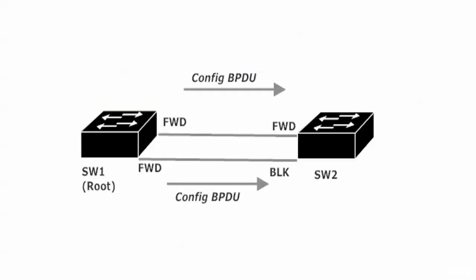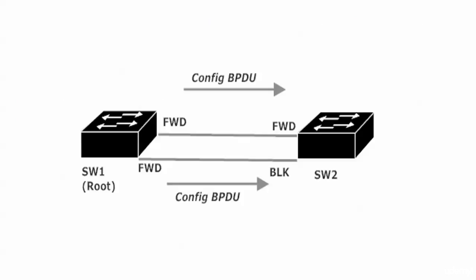Switch 1 is the root, and both ports there are in forwarding mode. We have two trunks connecting our two switches. And over on switch 2, one of the ports is put into blocking mode. That's the non-root, and the other port there in forwarding mode is going to be the root. The question here is, how did switch 2 decide which port to make the root?